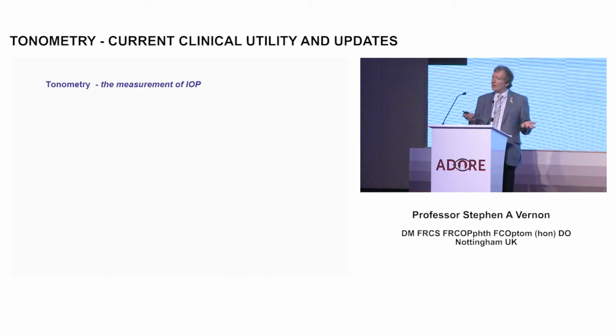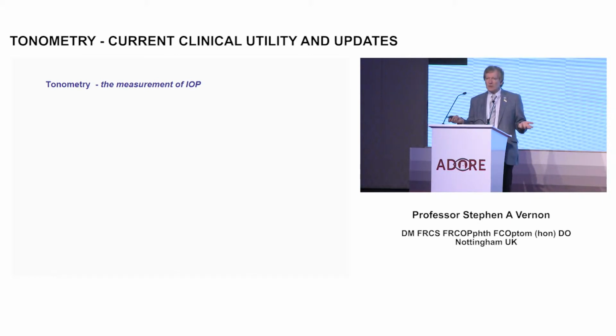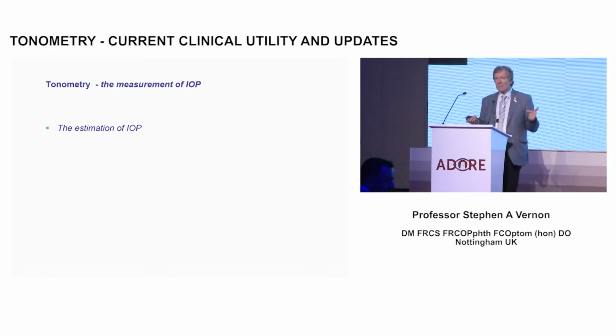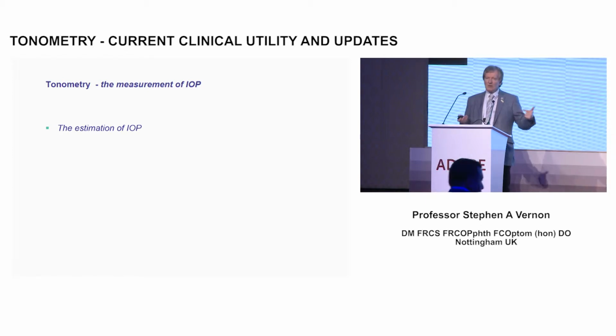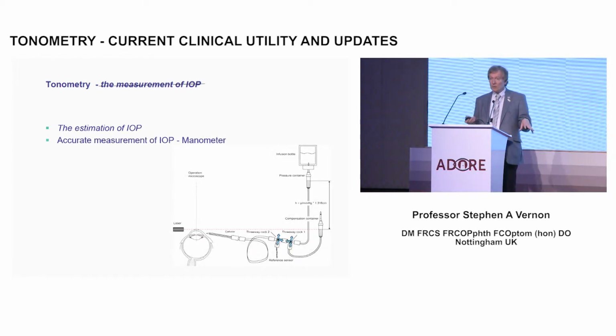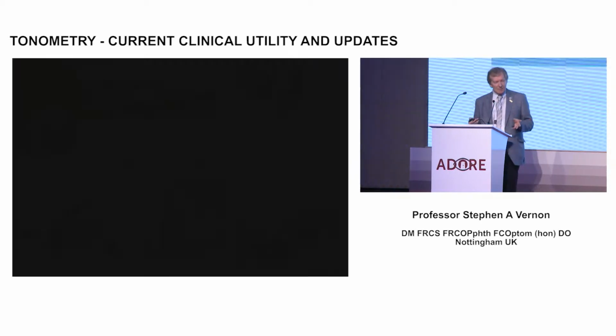So tonometry is the measurement of intraocular pressure, isn't it? No, it's not. It's an estimation of the intraocular pressure. We don't actually measure the intraocular pressure. We measure something else and we estimate the pressure from it. If you put a manometer in the eye, then you will have the intraocular pressure, but any other method is an estimation of the pressure. It's not a measurement of the pressure. And you need to remember that when you're testing people's pressures. You're just sampling, and you're sampling something that is an estimate.